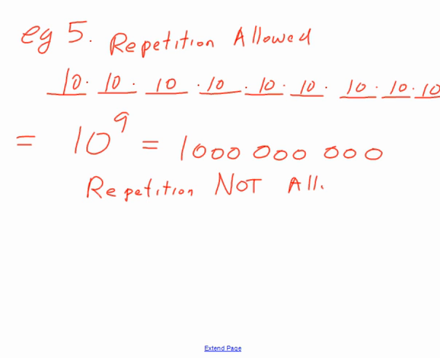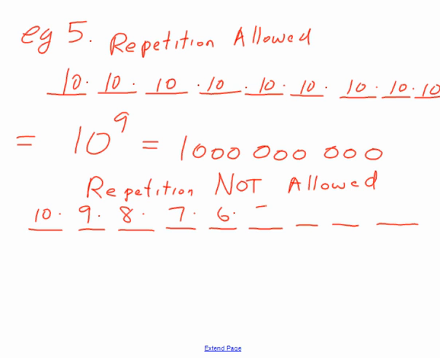Okay. We still have 9 blanks. 1, 2, 3, 4, 5, 6, 7, 8, 9. But now it would be 10 times 9 times 8. We have almost all of 10 factorial. What's the only number we're missing from the 10 factorial? 1, which you don't need anyway. So this actually will be equal to 10 factorial. Could you get me 10 factorial on your calculator?